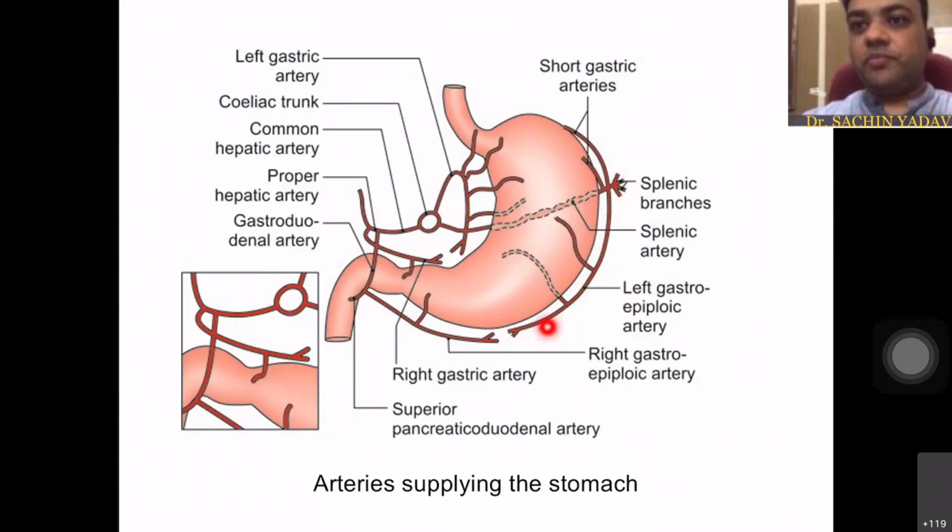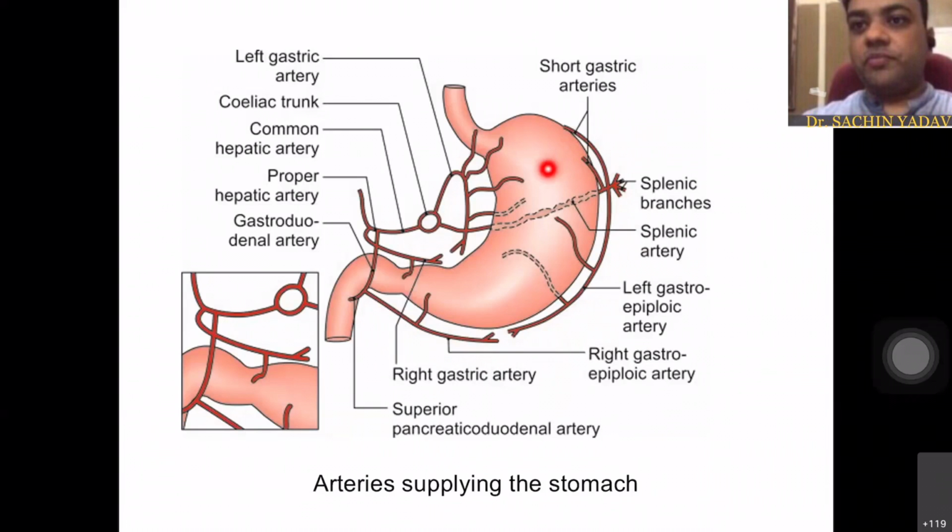Okay, so the left gastric artery comes from the celiac trunk, the right gastric artery comes from the common hepatic artery, the right gastroepiploic artery comes from the gastroduodenal artery, and the left gastroepiploic artery comes again from the splenic artery, and the short gastric arteries are also from the splenic artery. So these are the main arterial blood supply of the stomach. Got it?